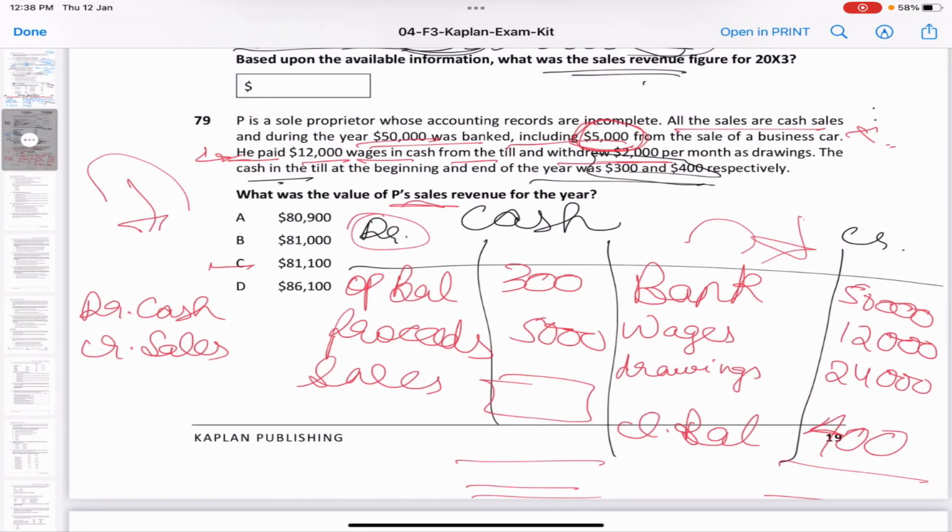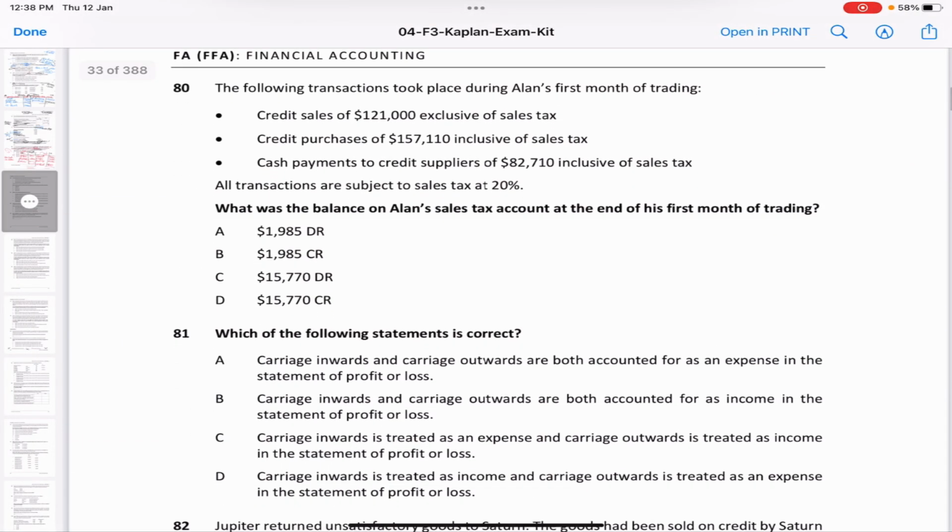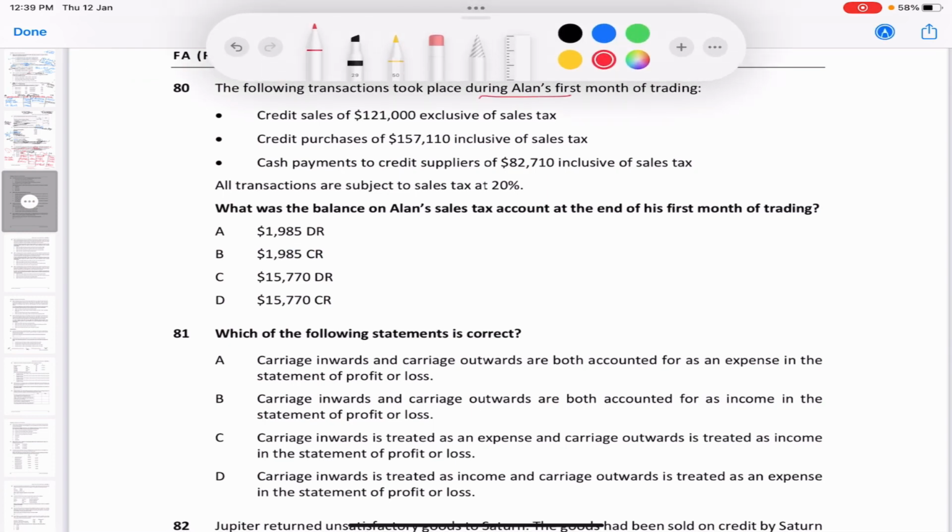Okay, moving on to question number 80. The following transactions took place during Alan's first month of trading. Credit sales of this much exclusive of sales tax. So what is this? This is the net amount. Credit purchases inclusive. So this is my gross amount. Cash payments to credit suppliers this much inclusive of sales tax. So this is again gross. All transactions are subject to sales tax 20%. What was the balance on Alan's sales tax account?